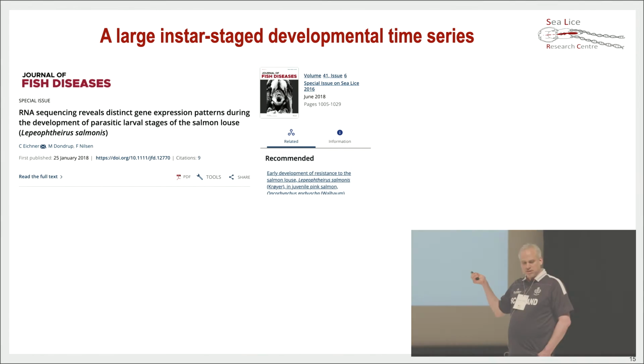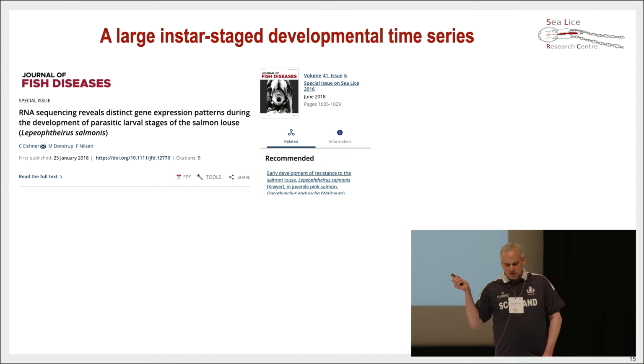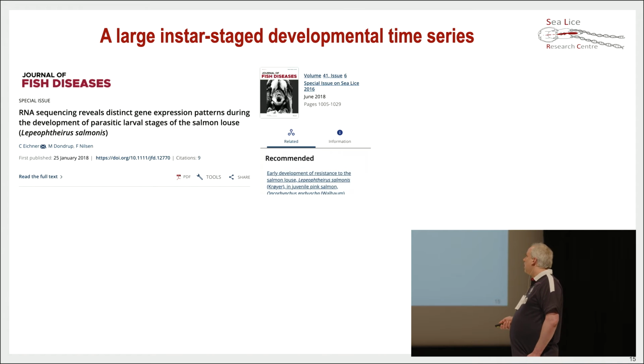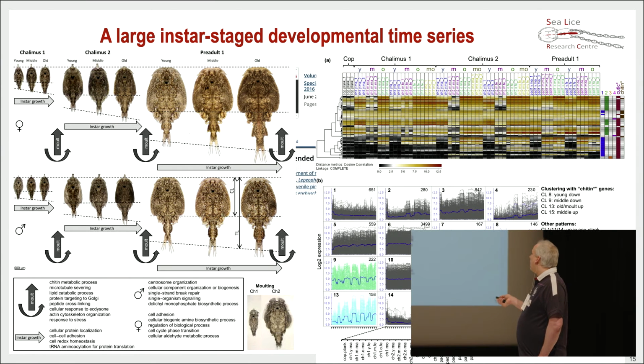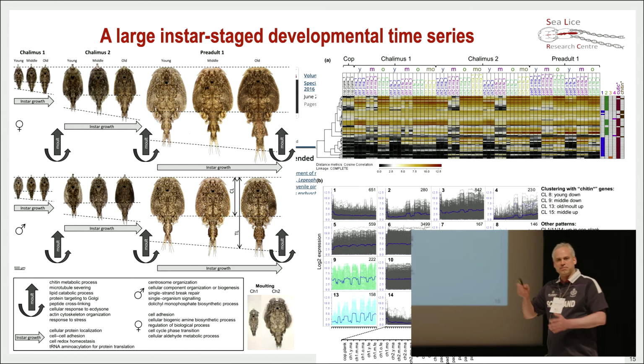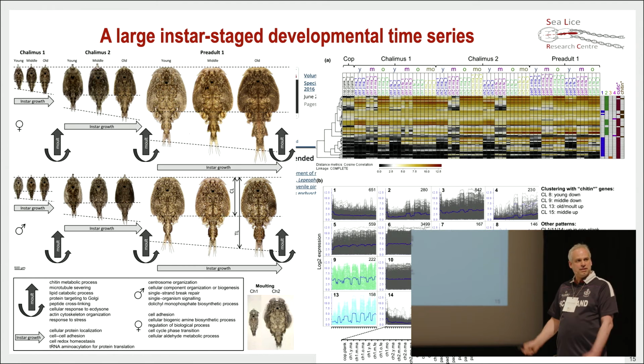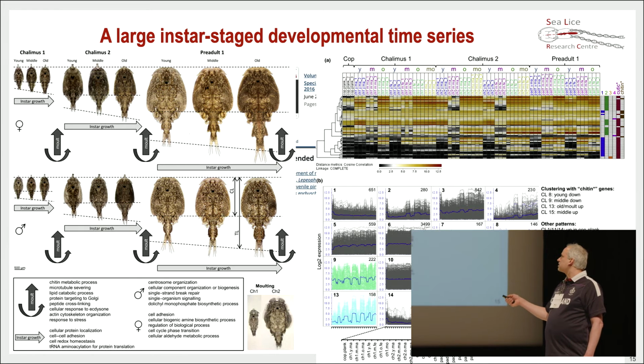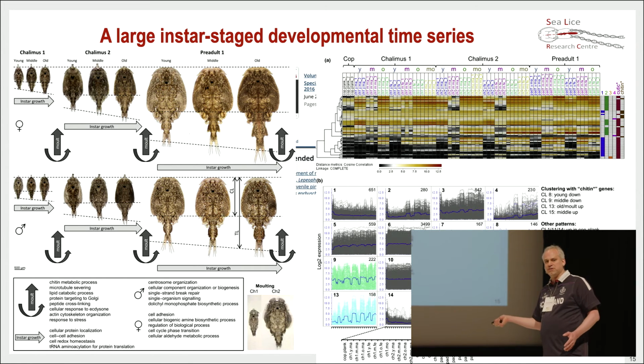So we had this large instar-staged developmental time series from before. That was done by Christiane, Frank, and me. And we already saw there could be patterns discovered, and it needs to be well staged because growth also occurs throughout the instars. And also this is not super synchronized. So when you sample just by days, you could get very different lice within the instar. Some that are very close to molting, and some that are just molted. So it's not good to sample by days.